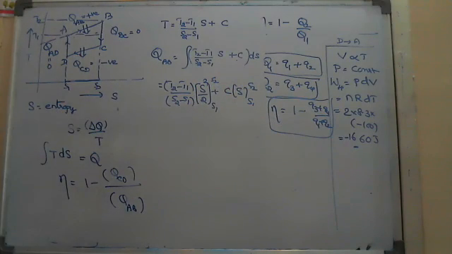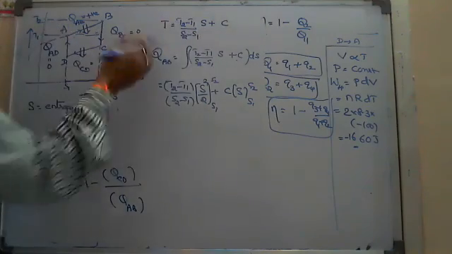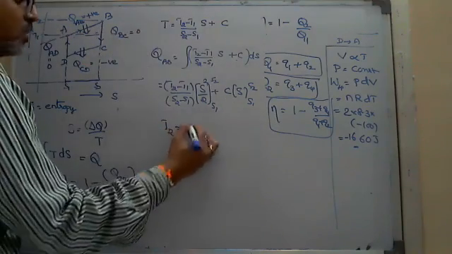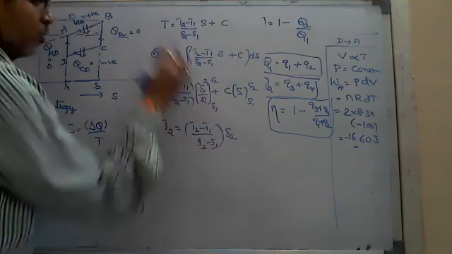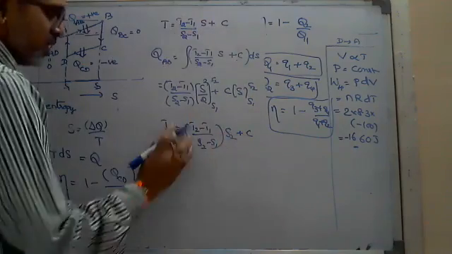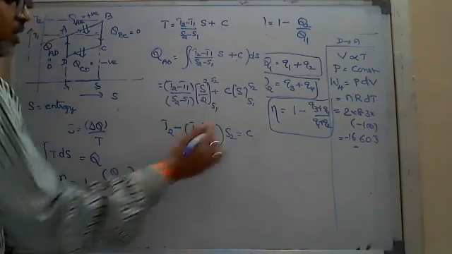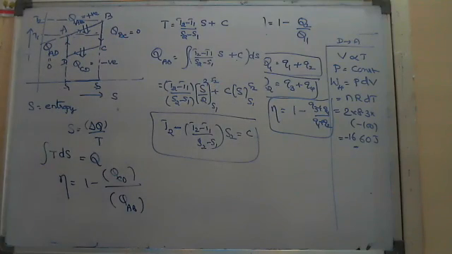C, I don't know, that I think you can calculate. C, simply by putting either T1 or T2, you get the C value. Here if you put T equal to T2, then T2 equals T2 minus T1 by S2 minus S1 into S2, with the T2 and S2 parameters substituted, plus C. From this you can find C by taking this term to the other side, and you will get the C value. That you substitute there and find out QAB.